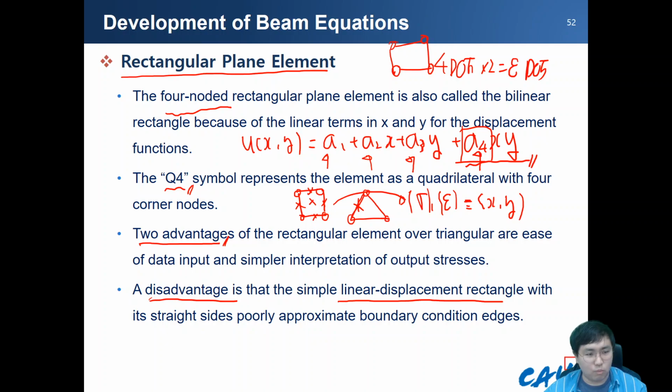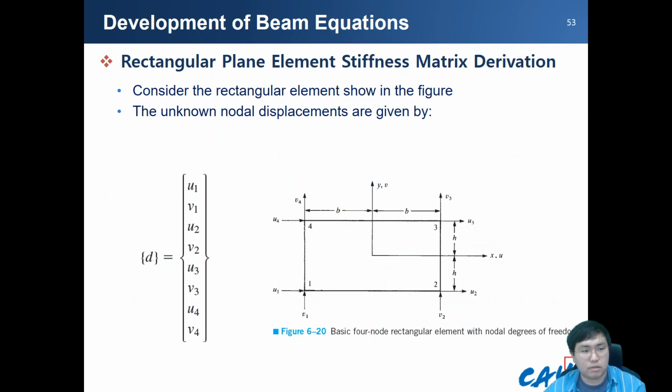so that we can capture more varied results compared to the triangle element. And also for that reason, we can use a smaller number of elements compared to the triangle element. I'm going to explain that reason in the next slides. So let's check the rectangular element in more detail.